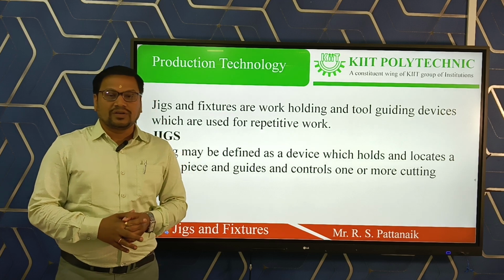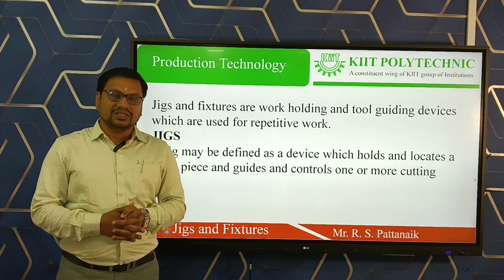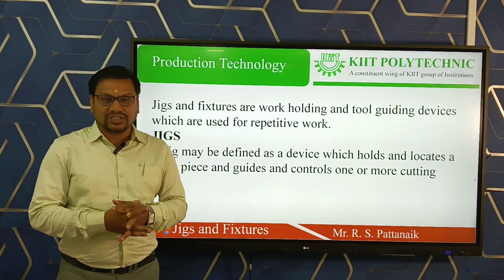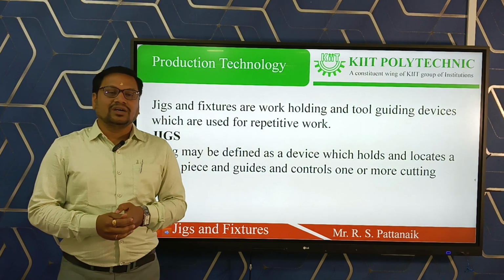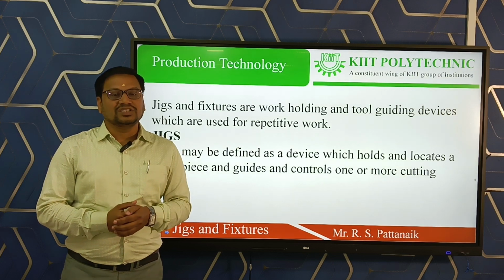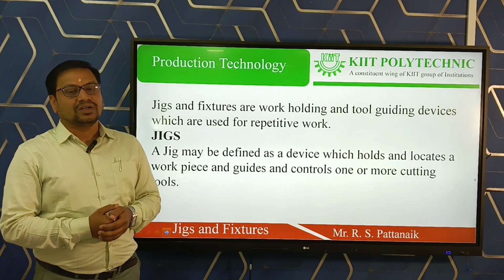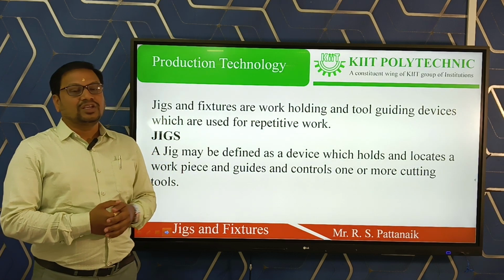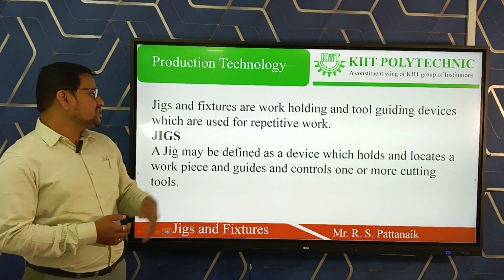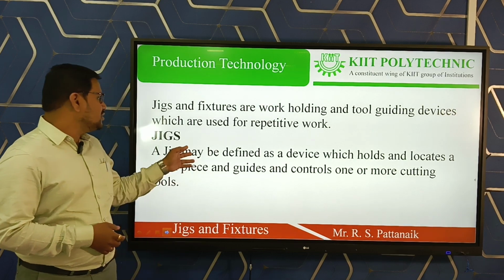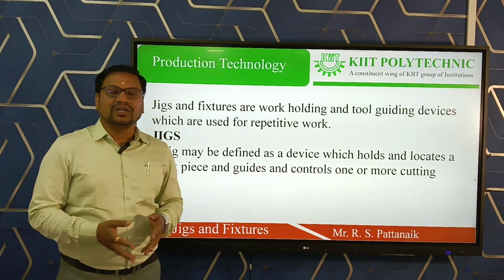In mass production, work holding devices and tool guiding devices are very necessary for producing interchangeable parts or repetitive work. This necessity is fulfilled by using jigs and fixtures. So jigs and fixtures are the work holding and tool guiding devices basically used for repetitive work or producing interchangeable parts. Now we will discuss what a jig is and what a fixture is.